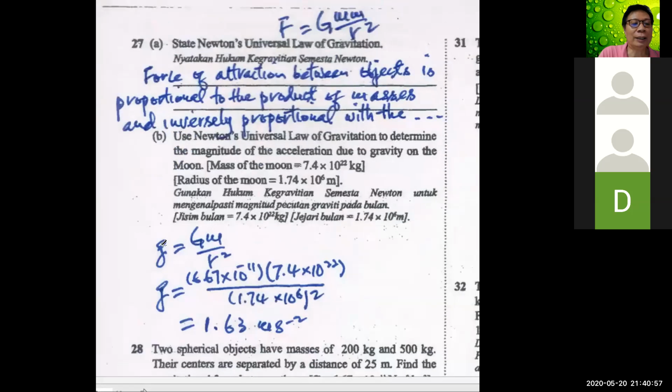Next one, they ask you to calculate the gravitational acceleration. Determine the magnitude of acceleration due to gravity. I told you before, this is the formula. When you want to find the acceleration due to gravity, g equals big G M over R squared. The big G constant value is 6.67 times 10 power negative 11; you better memorize it. This is the mass of the moon. Then the distance always refers to the radius, so the radius becomes the distance, not squared. Use a calculator to get this value. Very small gravitational acceleration, only 1.63.